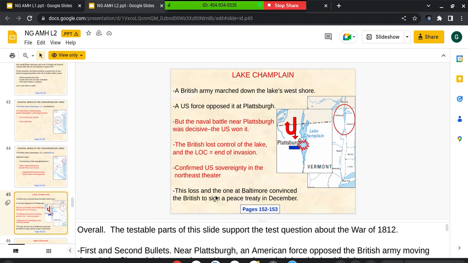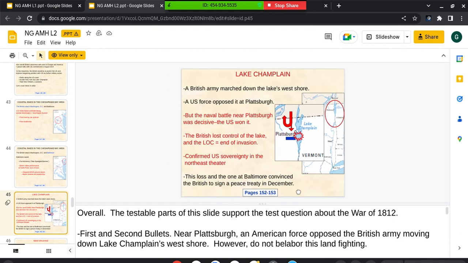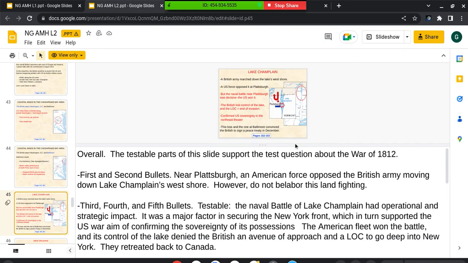The United States won. The British lost control of the lake and the line of communications, which led to an end of the invasion. It confirmed that the United States was sovereign in the Northeast Theater, and now the United States secured their borders along the north. They had the Great Lakes now. They had Lake Champlain. This loss and the one at Baltimore convinced the British to sign a peace treaty in December. So this Lake Champlain battle was so bad for the British that it led them to eventually sign a peace treaty to end the War of 1812.